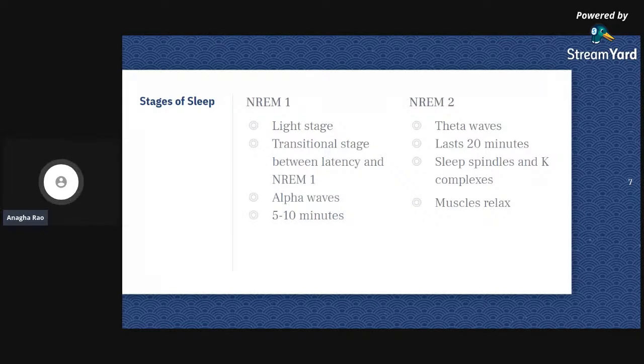You can produce alpha waves, which are the calming waves, and this is the kind of sleep where you can still hear voices, but then you're asleep. Next, we have NREM 2. This stage is where sleep spindles and K complexes are produced. There are theta waves, and this stage lasts approximately 20 minutes, and our muscles begin to relax, our brain produces activity, and we really begin to sink off into sleep.